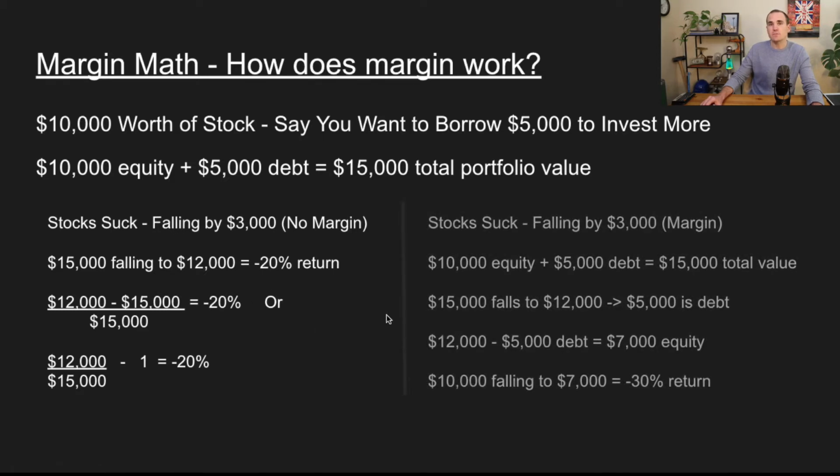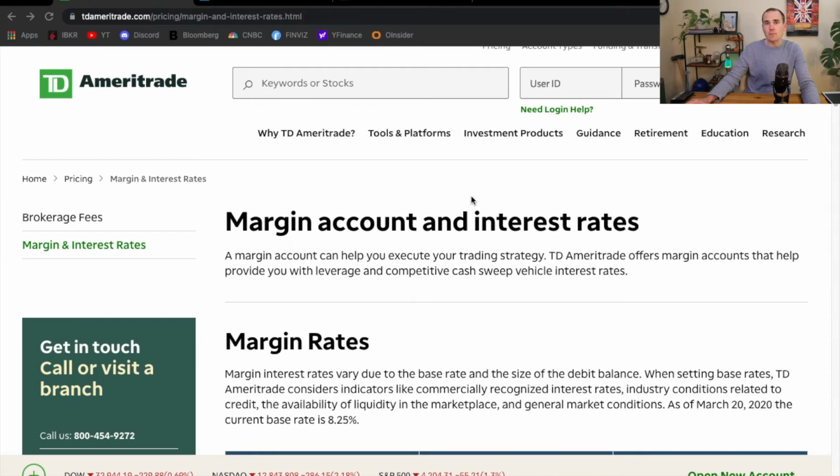When you add margin, it amplifies your losses. So you have that $10,000 in equity, the $5,000 in debt, right? $15,000 total value. The $15,000 falls to $12,000, and again, the bank wants their money back. They don't really care that you lost money, and they'll take their $5,000 back. So of that $12,000, you only have $7,000 worth of equity because $5,000 was debt, and that $10,000 of starting equity down to the $7,000 is a negative 30% return. Again, showing that margin amplifies your gains, but also your losses.